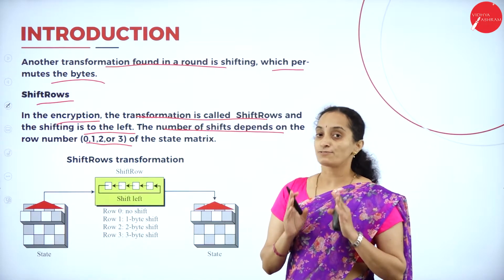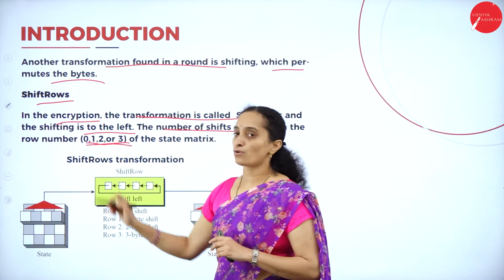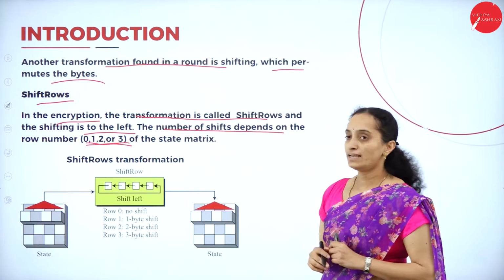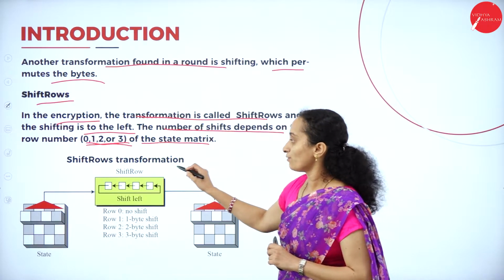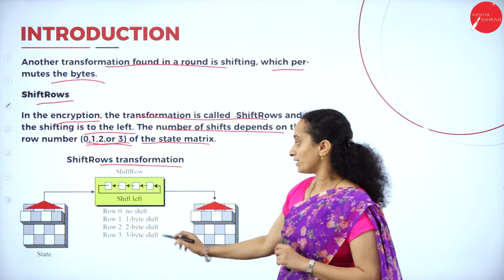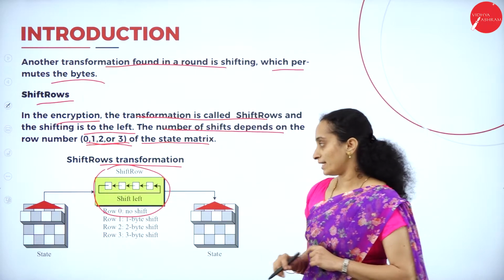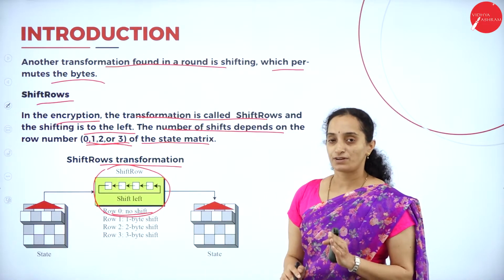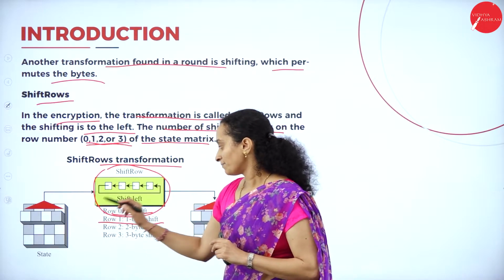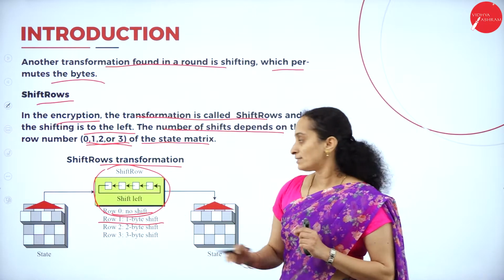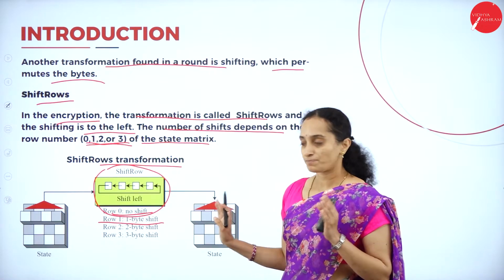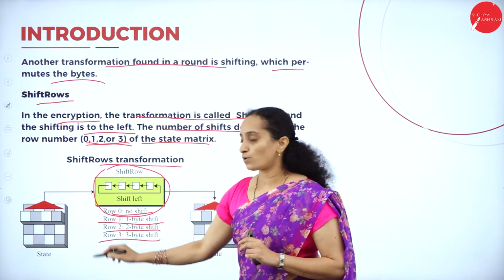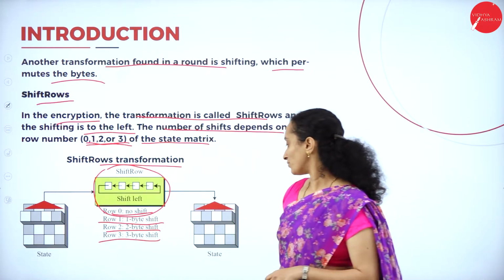As we know, the state represents a 4 cross 4 matrix. We use the row number to know how many bytes must be shifted to the left. So the representation of the ShiftRows transformation is shown here. We use the shift left function in this, where the first row will not be shifted. None of the bytes is shifted in the 0th row, the first row has 1 byte shifted to the left, whereas row 2 has 2 bytes shifted to the left and row 3 has 3 bytes shifted to the left.